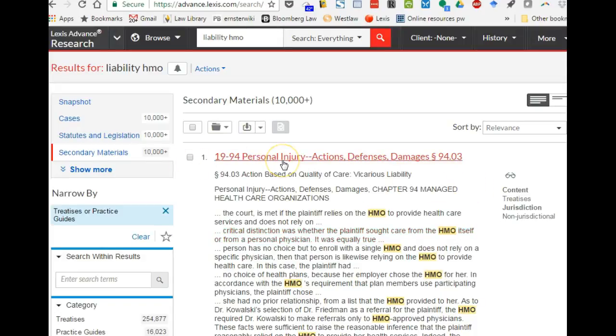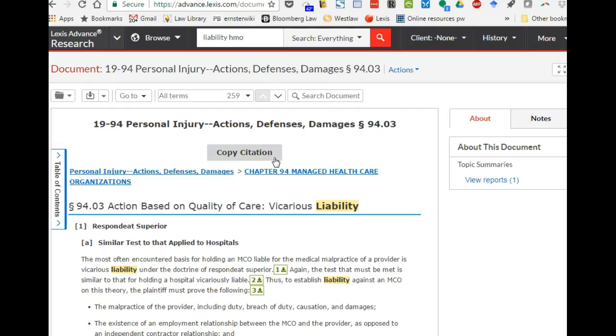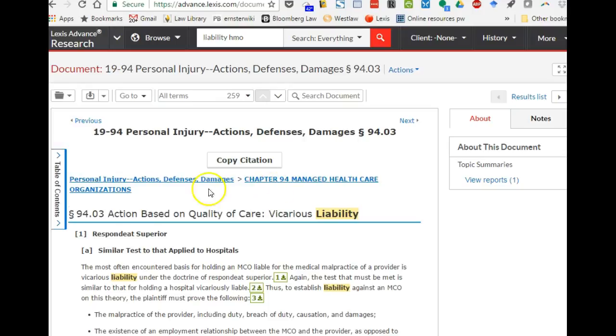So here we have, and we've looked at this before, personal injury, actions, defenses, damages. And this is from, that's actually the name. So let's take a look. So we're looking, again, the name of the whole treatise: personal injury, actions, defenses, damages. Chapter 4, managed healthcare organizations.